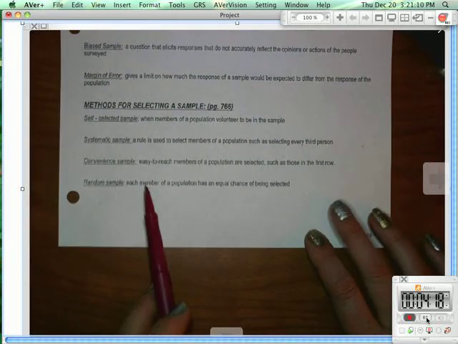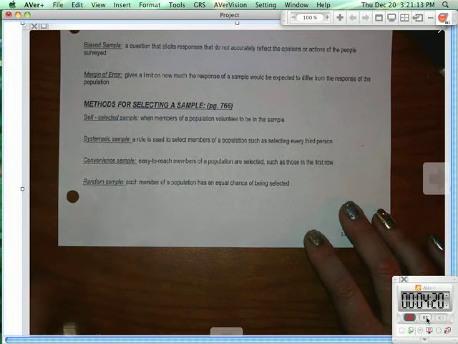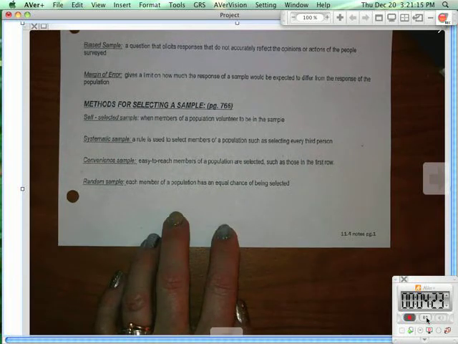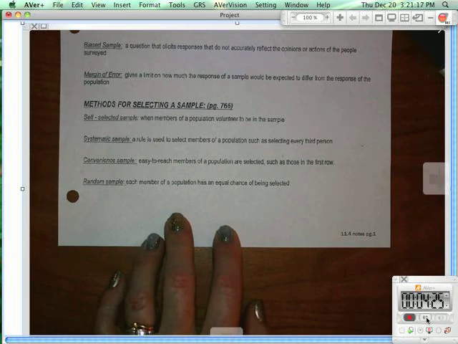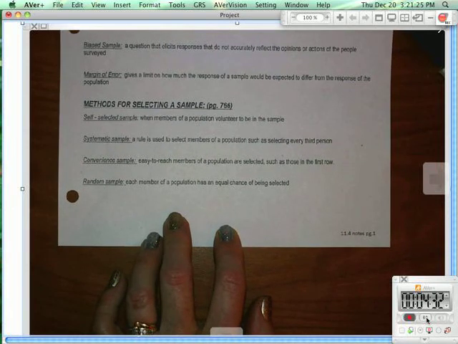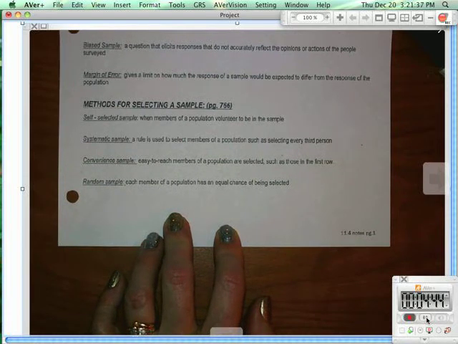A self-selected sample. Okay, a self-selected sample is when members of a population volunteer to be in the sample. So I can think of one that happened here when they handed out the sheets for you to vote for homecoming court. I kind of feel like that was a self-selected sample because those of you that were somewhat interested, you did it. But I had quite a few students that weren't interested at all, so they just didn't do it. So that's a self-selected sample when you volunteer to do something or give your opinion.